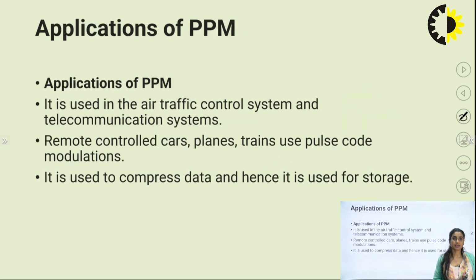What are its applications? PPM is used in air traffic control systems and telecommunication systems. It is also used in remote controlled cars, planes, trains, which use pulse code modulation. This is what we'll discuss later. It is also used to compress data, and hence it is used for storage. So PPM has got so many applications, right?